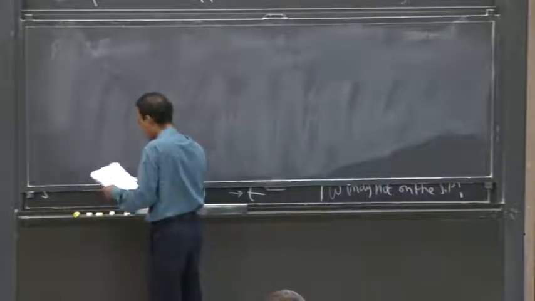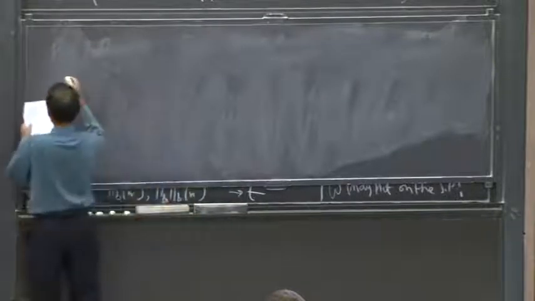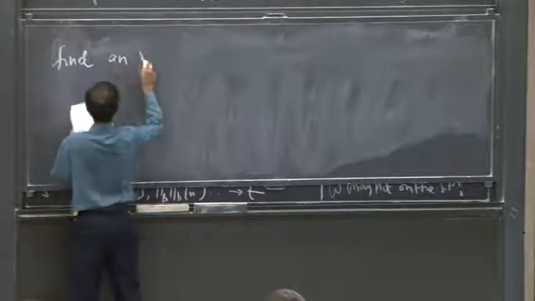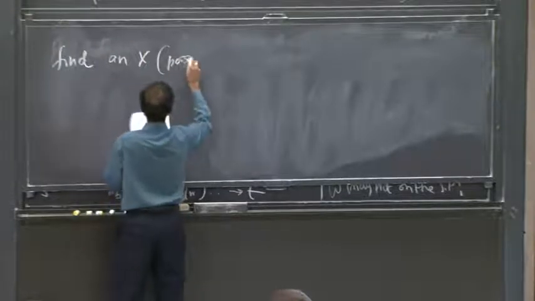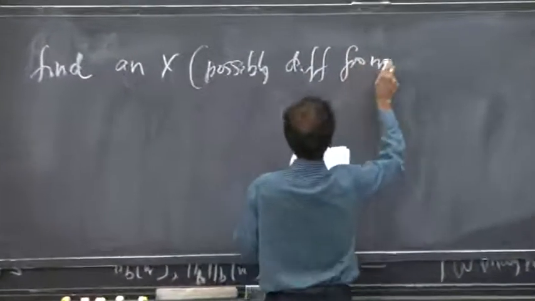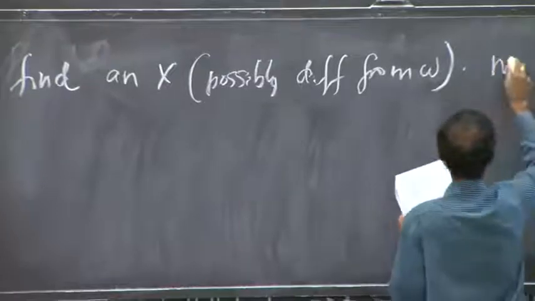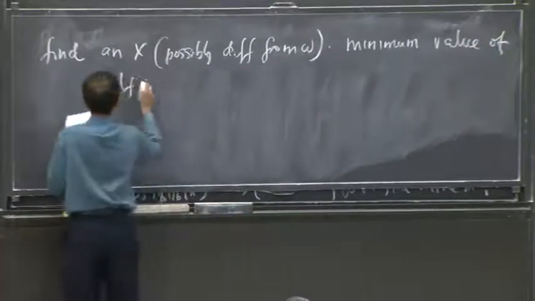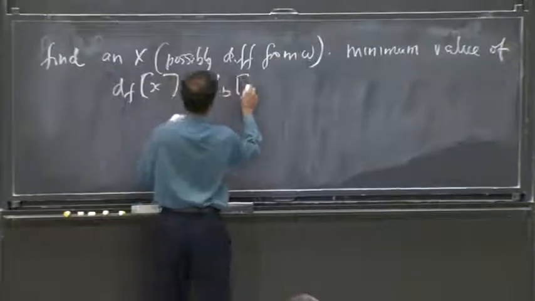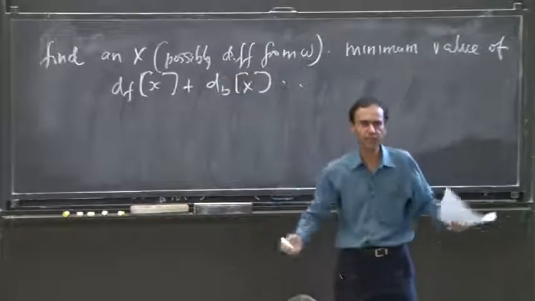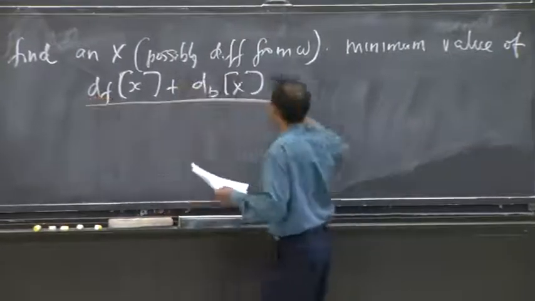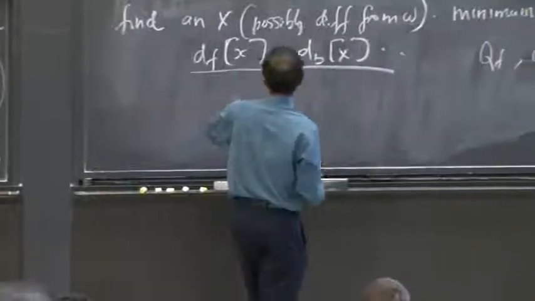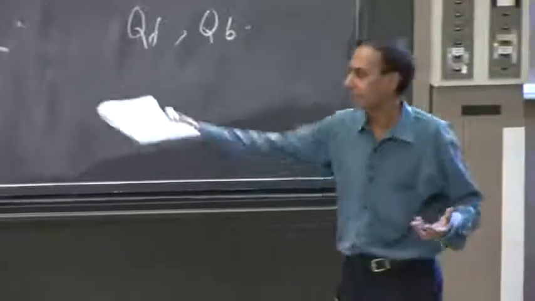And the work we have to do is summarized very neatly by saying we want to find an x, which is possibly different from w, that has minimum value of df(x) plus db(x). We have to look at Qf and Qb, and it's possible that w is the one that has minimum df(w) plus db(w). But clearly that wasn't the case in this example.